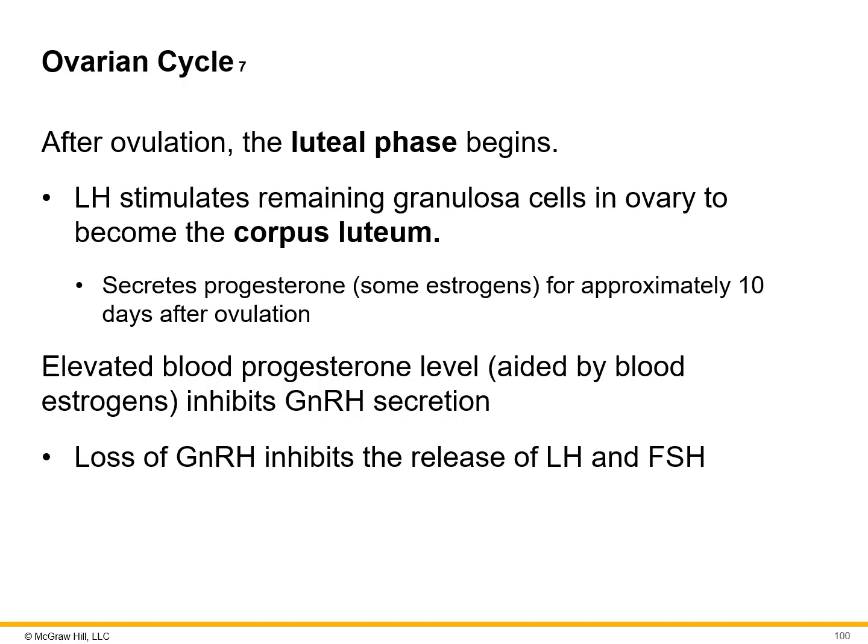So ovulation occurs around day 14. But after ovulation, that's when your luteal phase begins. That's where that LH, the luteinizing hormone, will stimulate any remaining cells in the ovary to become the corpus luteum. Then it secretes progesterone and some estrogens for approximately 10 days after ovulation. So that means the elevated blood progesterone level inhibits GnRH secretion.